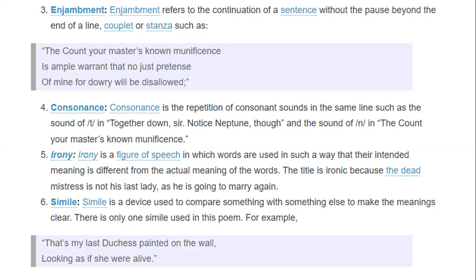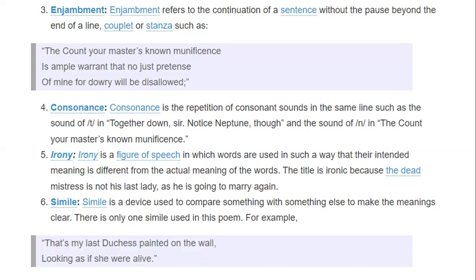Then we have consonance and irony and simile, which is easy to find. Consonance means that there's a repetition of consonant sounds together, as in "sir, notice Neptune, though." Then we have irony, that is another figure of speech, right, that is used. And we see that where the audience knows something and the other characters in the poem do not. That is what irony seems to suggest, something that is not congruent with the actual happenings, from that of a fictitious nature, is called an irony.